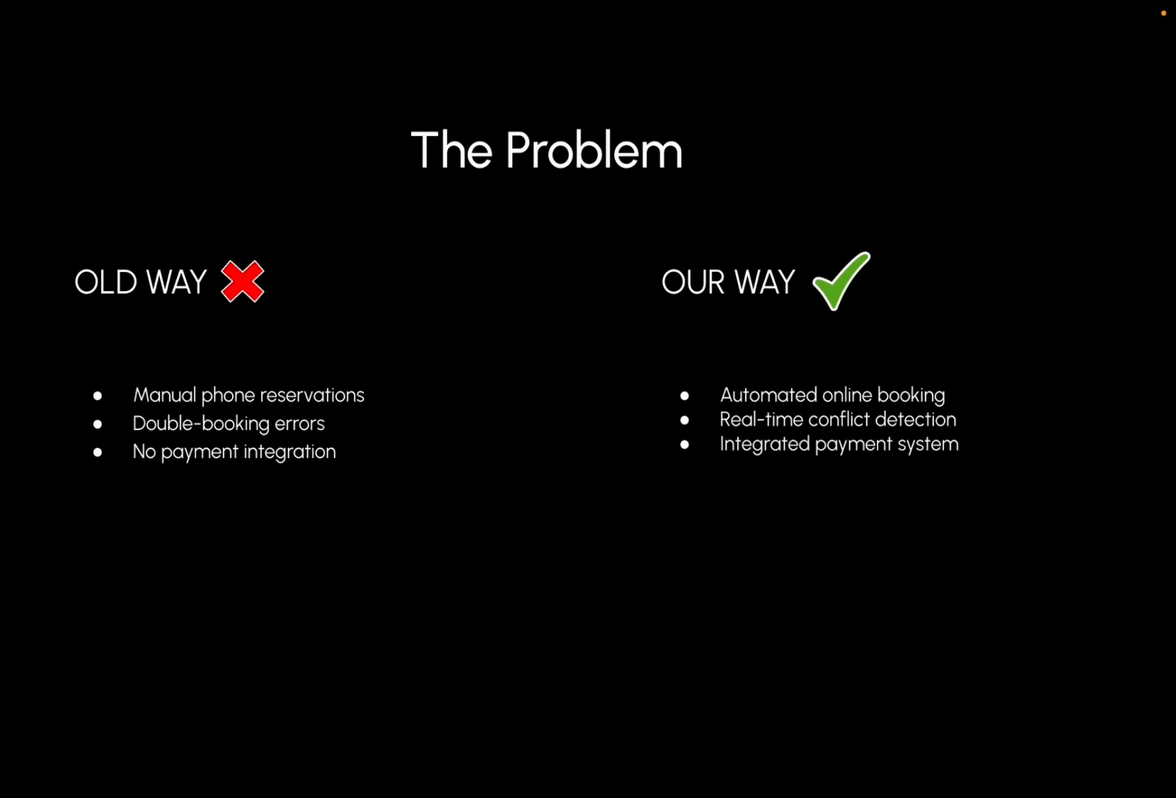Manual reservation systems are error-prone and don't scale. Our system automates booking, prevents double booking, handles payments, and provides a simple interface for customers and restaurant staff.